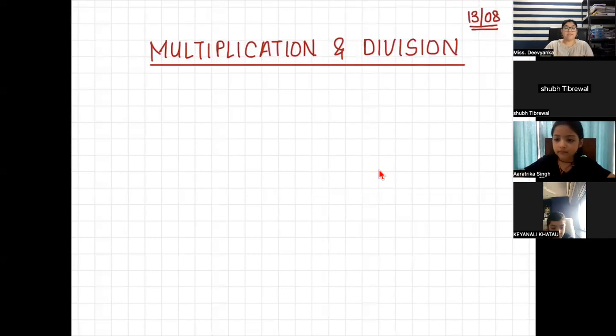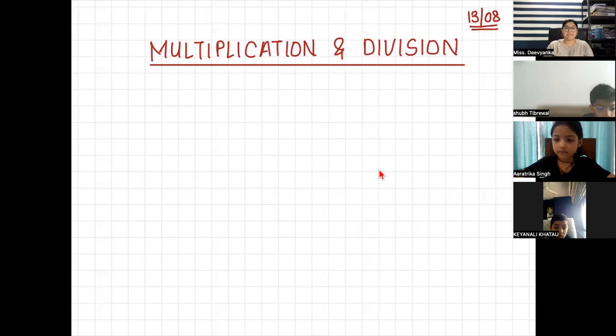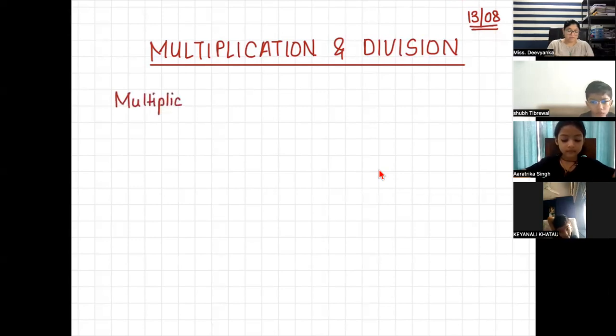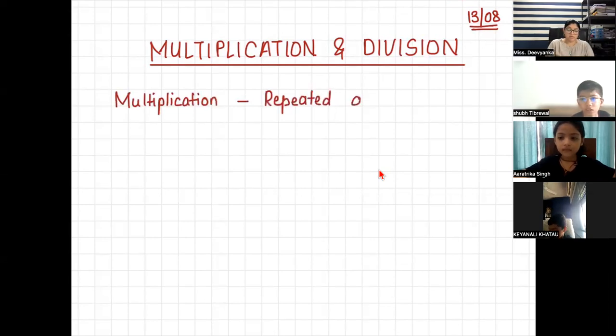All right. What is multiplication? Multiplication is basically repeated addition, okay? Now, you don't have to write anything for now, just pay attention here. Multiplication is repeated addition. When I say repeated addition, means what? You are adding the same number repeatedly.